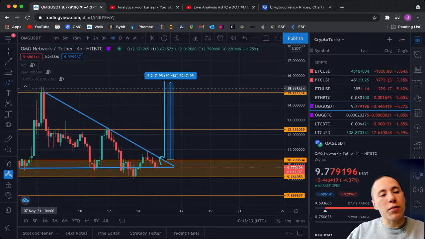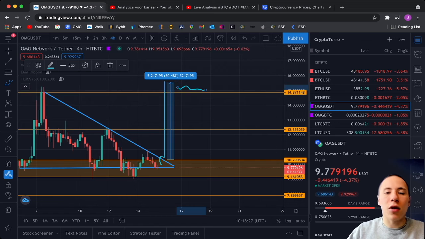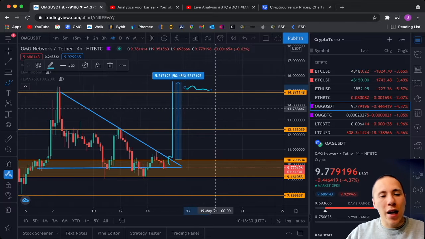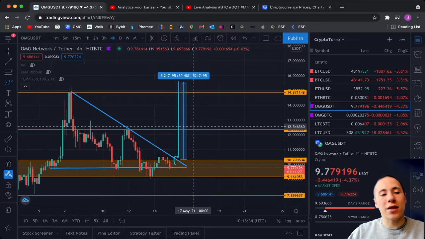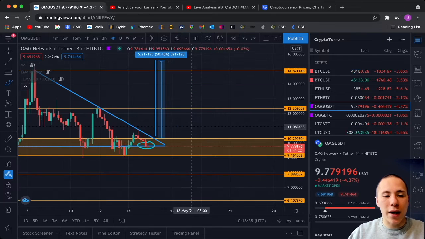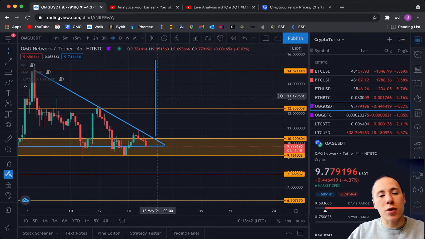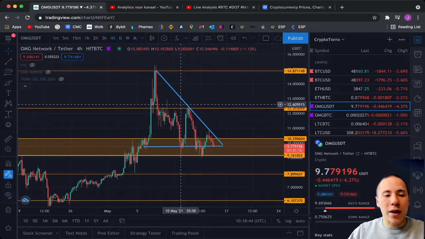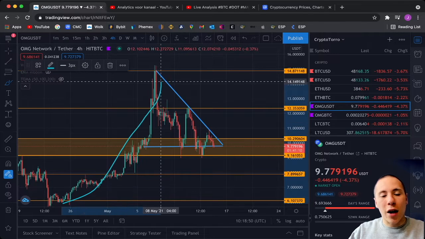And if we could be finding support on this level at approximately $14.87, that would be absolutely marvelous for OMG Network, especially because then we would be seeing a huge leg towards the upside being created. So that's what I personally think will be happening, especially because we saw that previous upward momentum in the past before we started this downtrend.